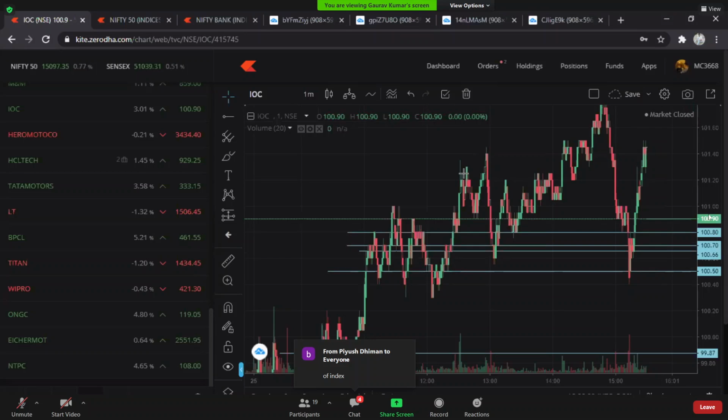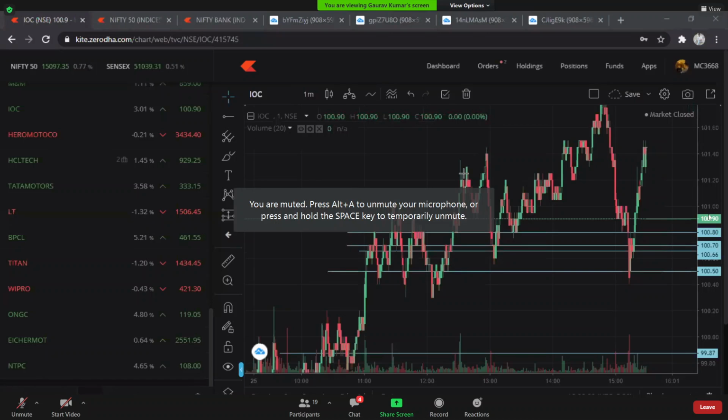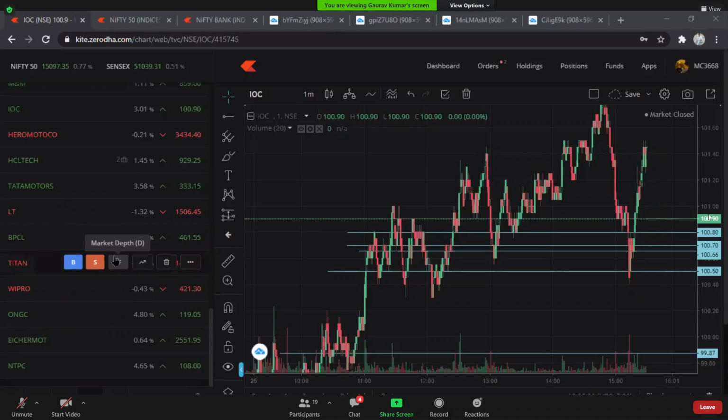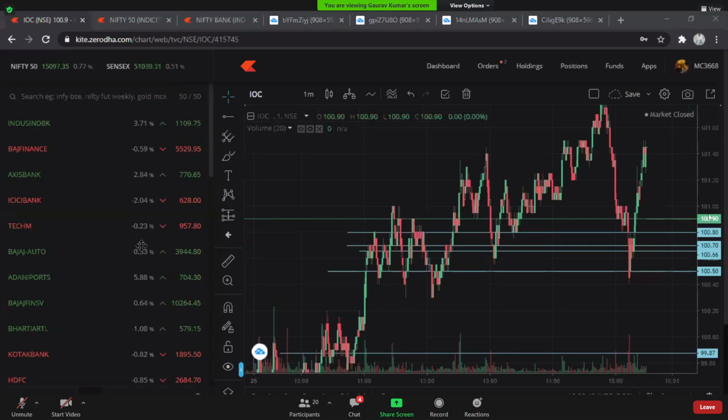Is this a penny stock? Do you really want to call IOC a penny stock? Go and check its fundamentals first, okay? Before calling this stock a penny stock. And moreover, this stock is part of Nifty 50. So this isn't ever going to be a penny stock.